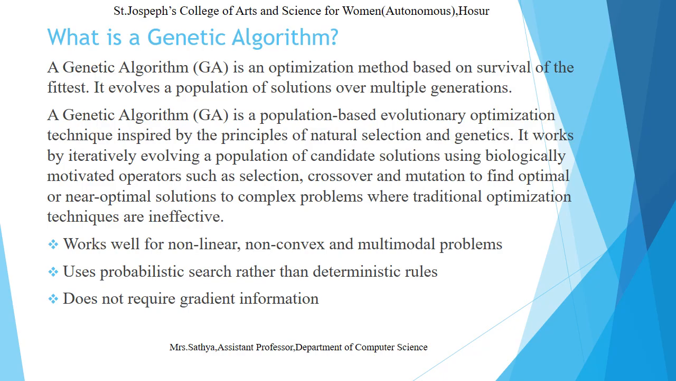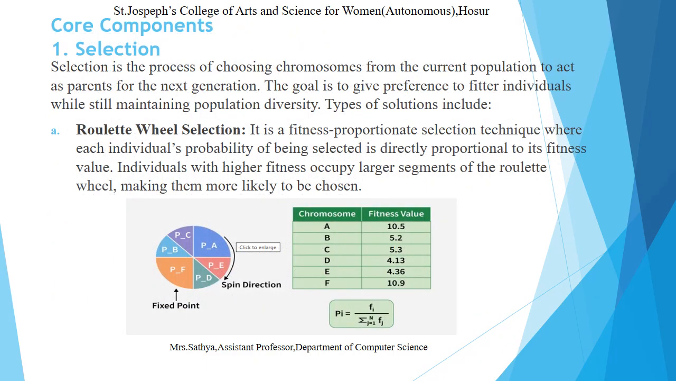Genetic algorithms are especially useful for nonlinear problems, complex search spaces, problems where gradient information is not available, and multimodal optimization problems. Okay, so the next one is core components. Here we have to discuss the three core components. The first one is selection.